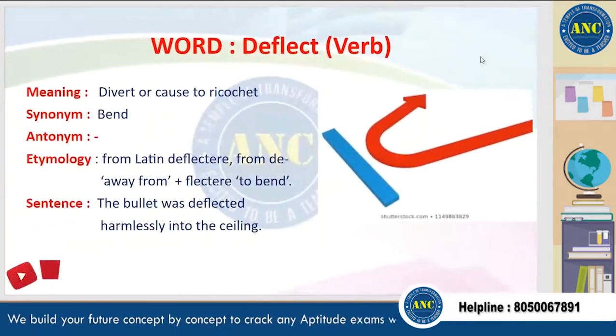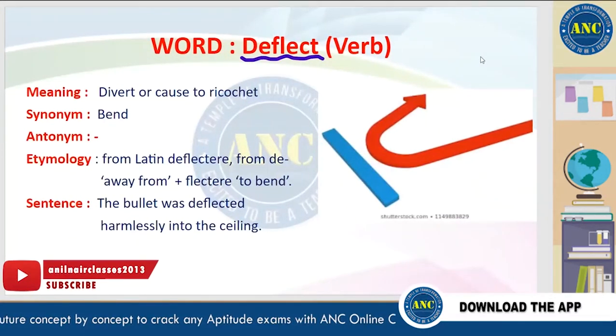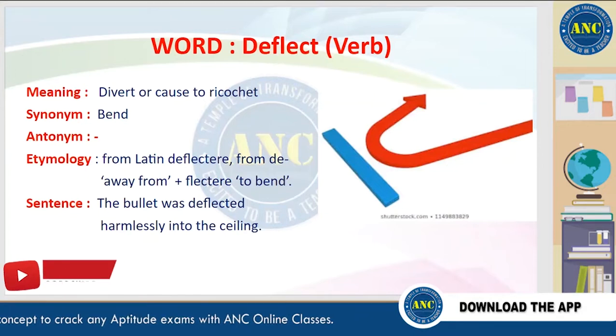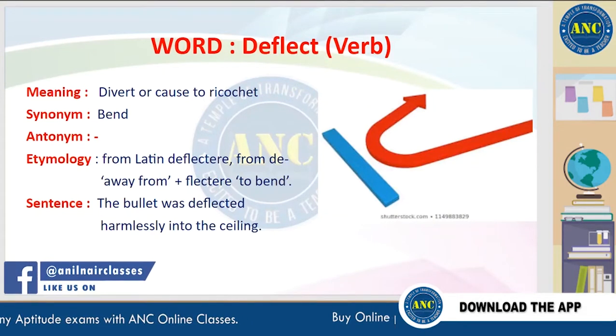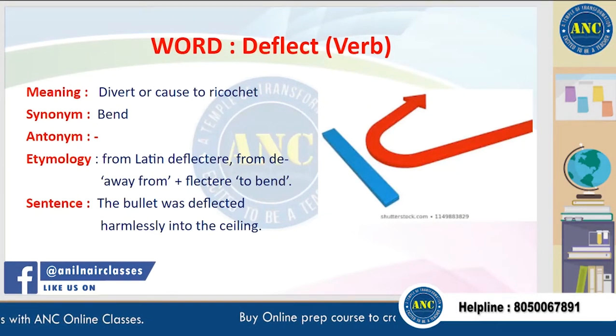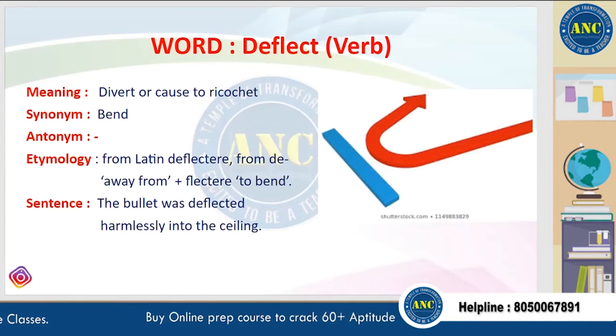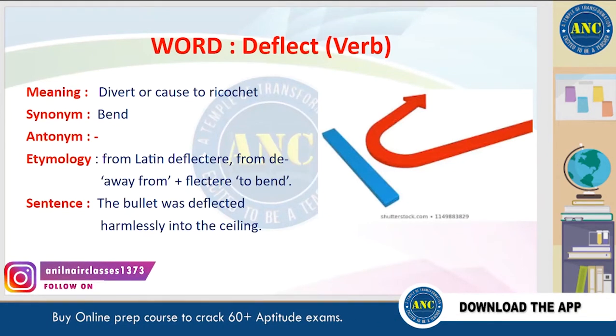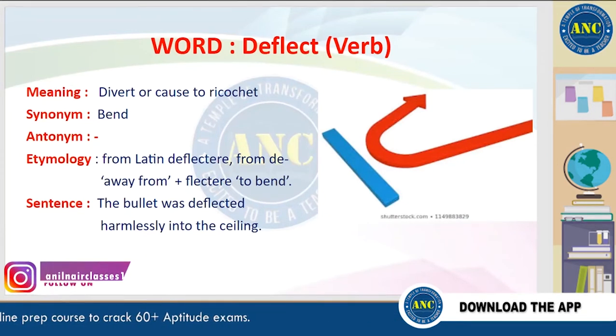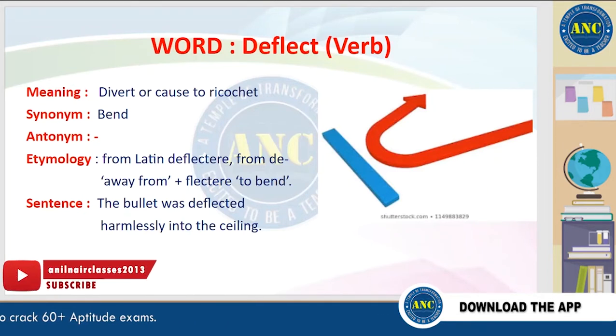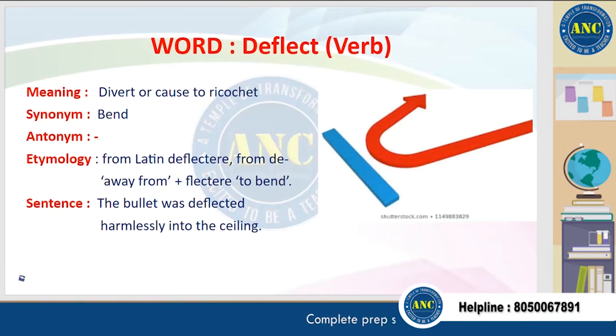The next word is deflect. Deflect means divert or cause to ricochet. A synonym for this word is bend. It is derived from the Latin word which means to bend away from. A sentence for this word is, the bullet was deflected harmlessly into the ceiling.